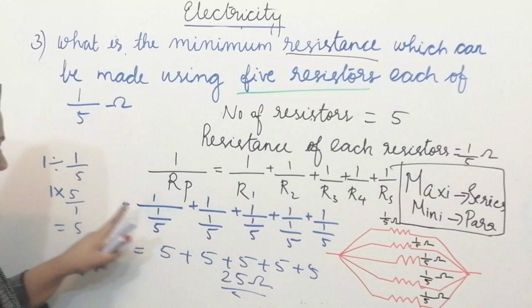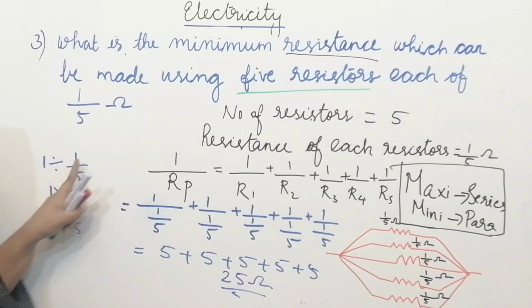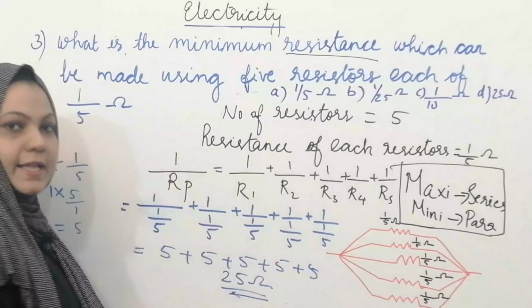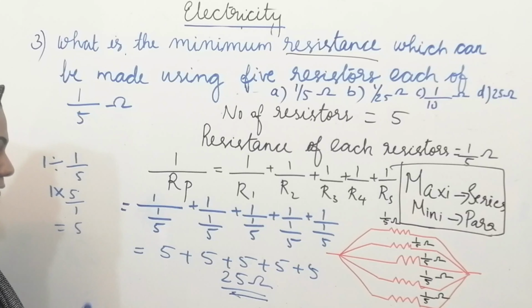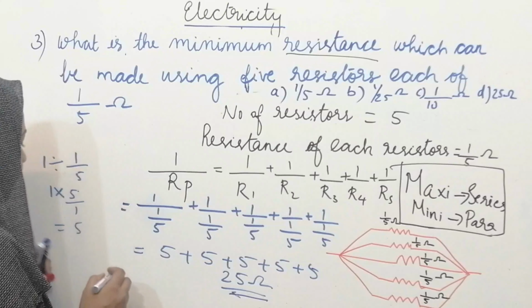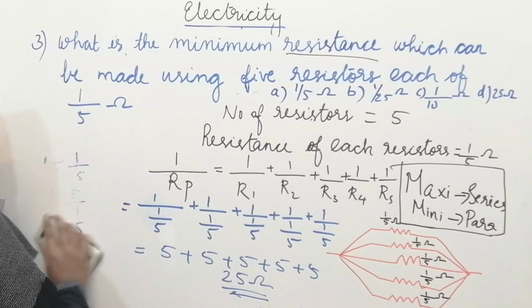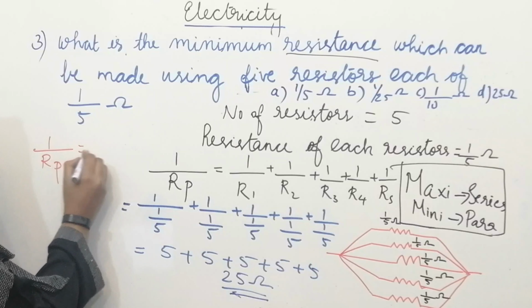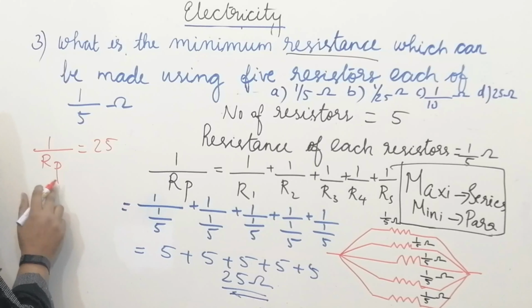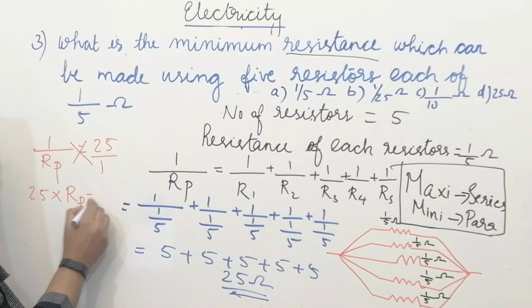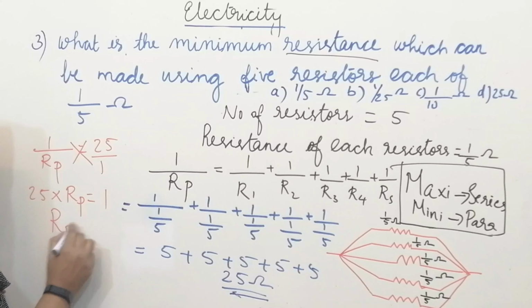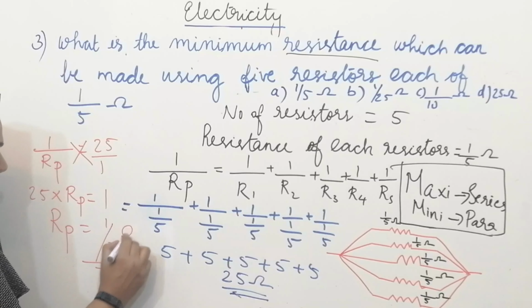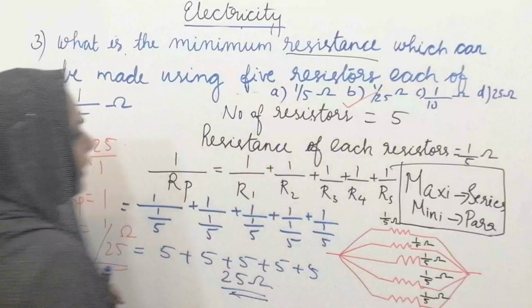What is R1 here? 1 by 5. So 1 divided by 1 by 5, how can you solve? When you take the reciprocal, it becomes 5 by 1, so 5. What is the answer we got? 25 ohm. Actually, it's not finished, because our formula is 1 divided by resistance in parallel is equal to 25. What we have to find is resistance in parallel. So do cross multiplication: 25 into resistance in parallel is equal to 1. So resistance in parallel is equal to 1 divided by 25 ohm. So Option B is your answer.